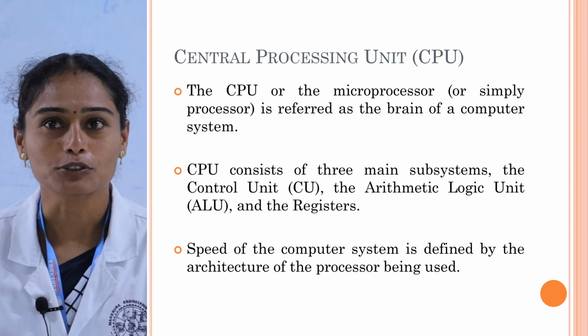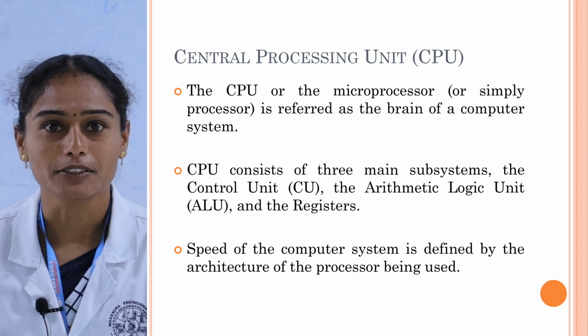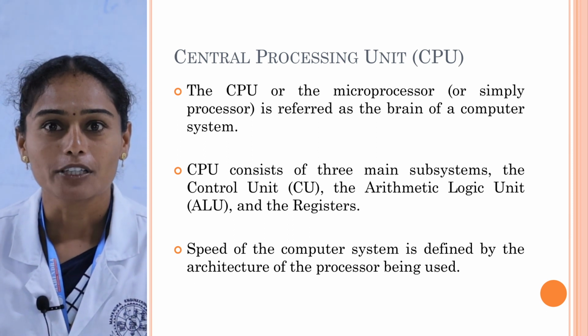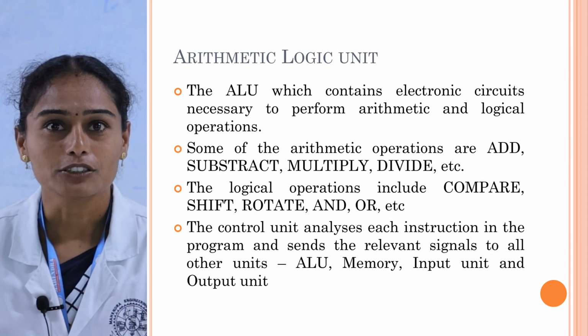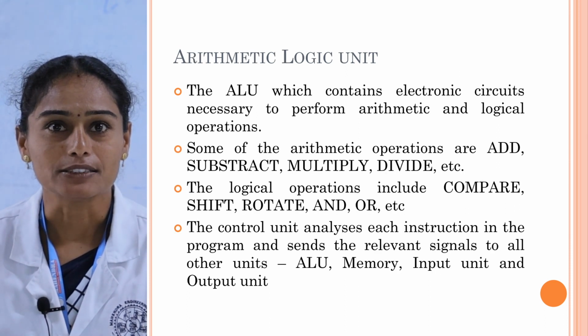First one is the central processing unit. The CPU, which is also referred to as the brain of the computer. We can call it a microprocessor or simply a processor. CPU consists of three parts: first, the arithmetic logic unit, then the control unit and the registers.